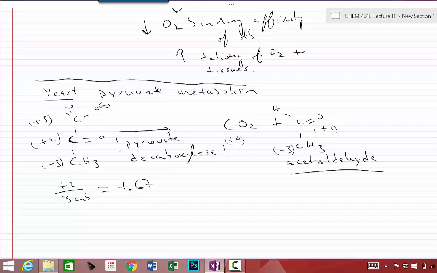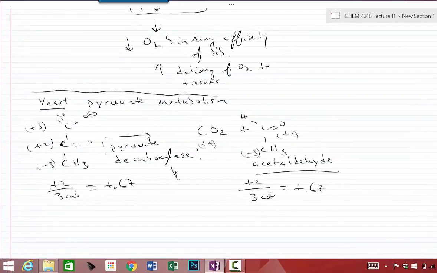So if I add up all of these numbers, I'm going to get +2, right? We get 5 minus 3, it's going to be +2. And the total number of carbons here, even between these two, is going to be 3 carbons. And that's going to be also a +0.67. So this enzyme actually belongs to the lyase class. Not an oxidoreductase here.